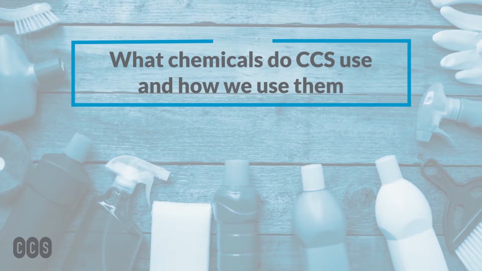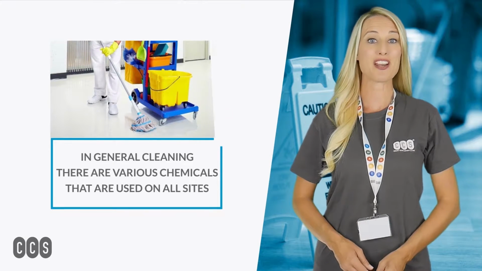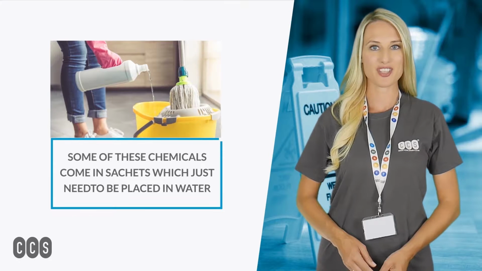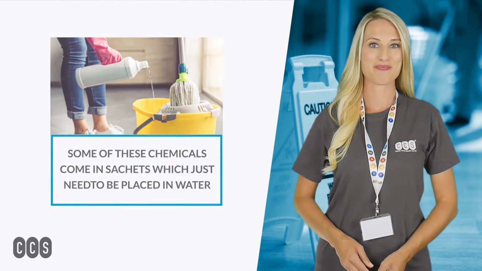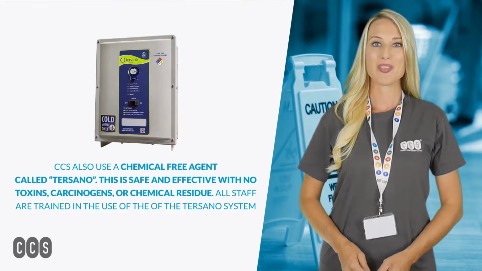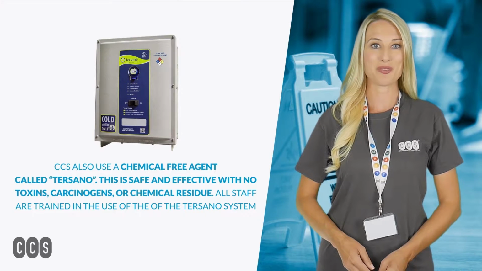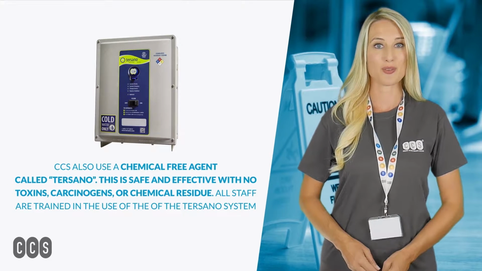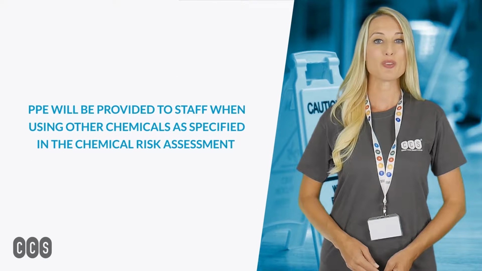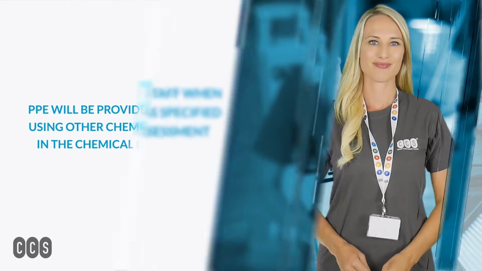What chemicals do CCS use and how do we use them? In general cleaning, there are various chemicals that are used on all sites. Some of these chemicals come in sachets, which just need to be placed in water. CCS also use a chemical-free agent called Tersano. This is safe and effective with no toxins, carcinogens, or chemical residue. All staff are trained in the use of the Tersano system. PPE will be provided to staff when using other chemicals as specified in the chemical risk assessment.